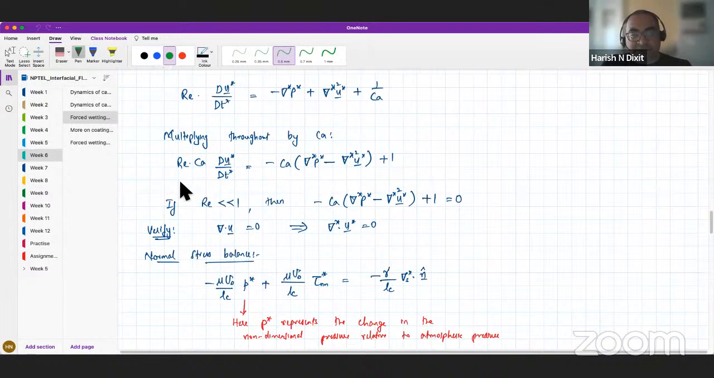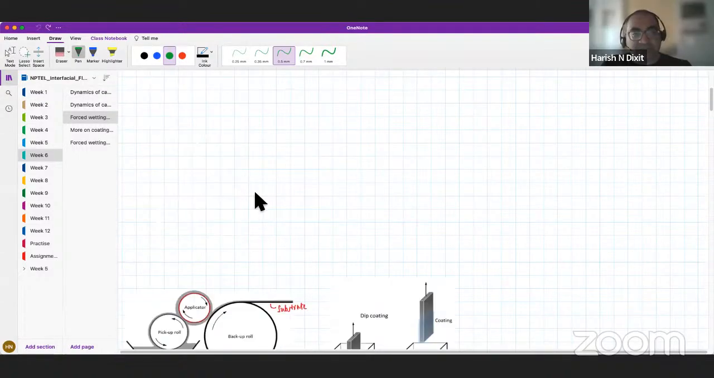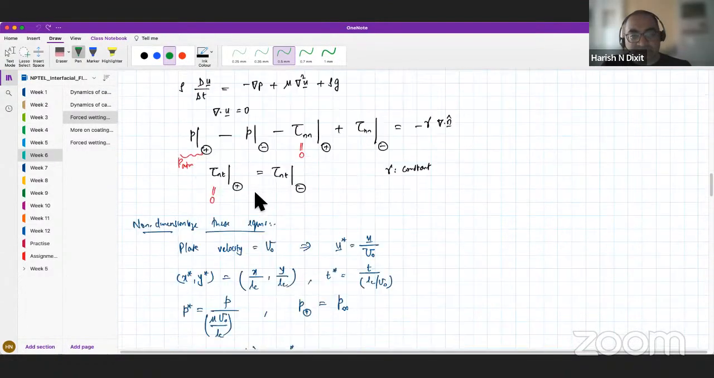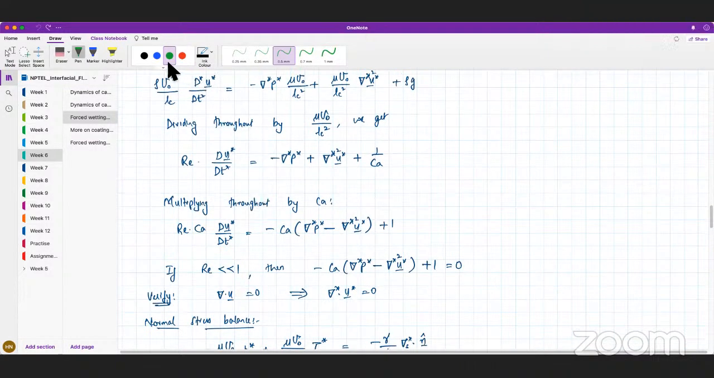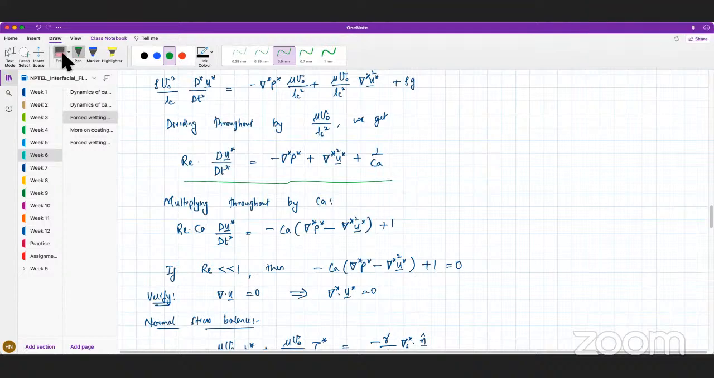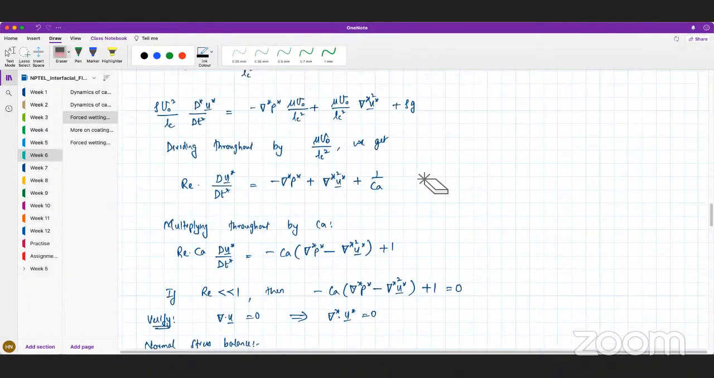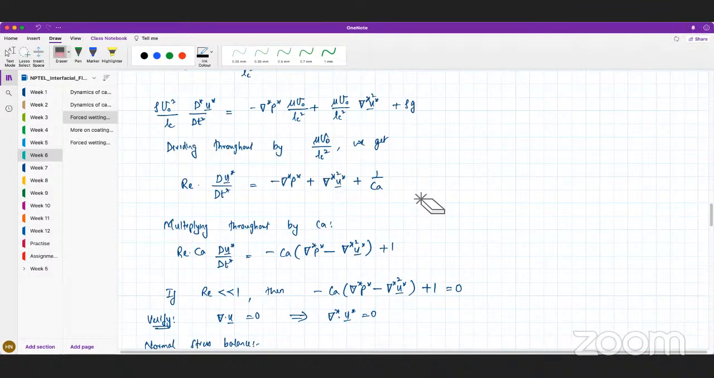Okay, so are you referring to this equation here? This equation here. Yes, sir. Okay, so what's the question here? Here I got the last term as Bond number by capillary number, sir. Okay, you got a Bond number there. Yes, sir, Bond number.